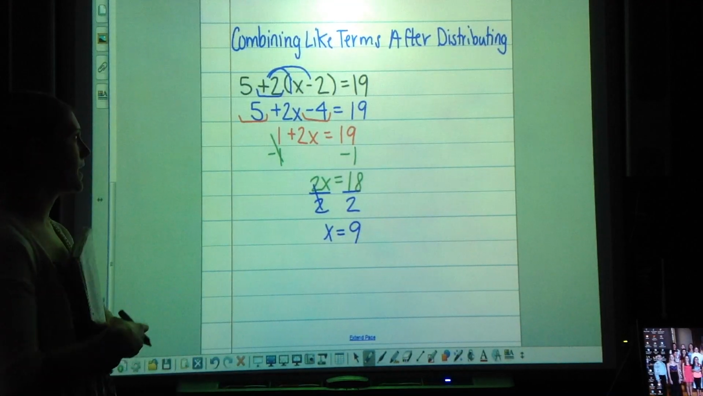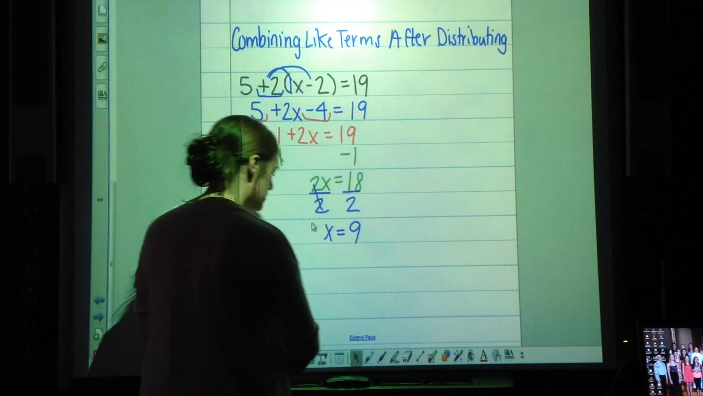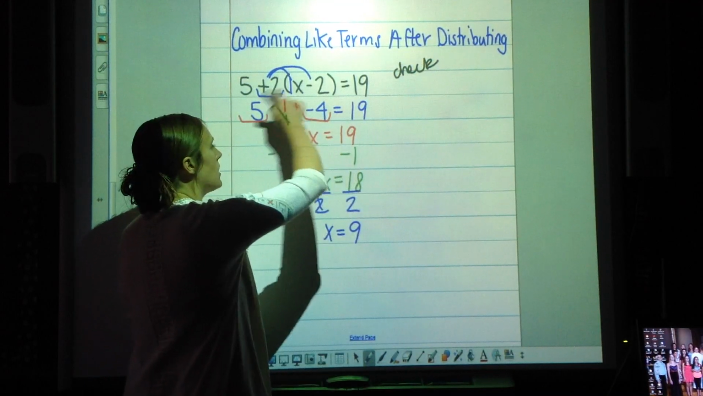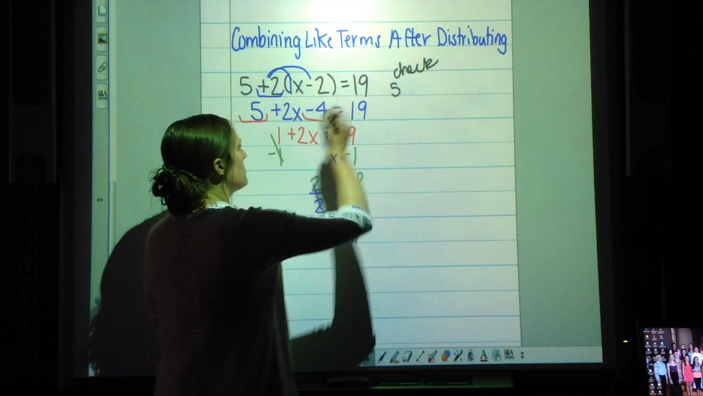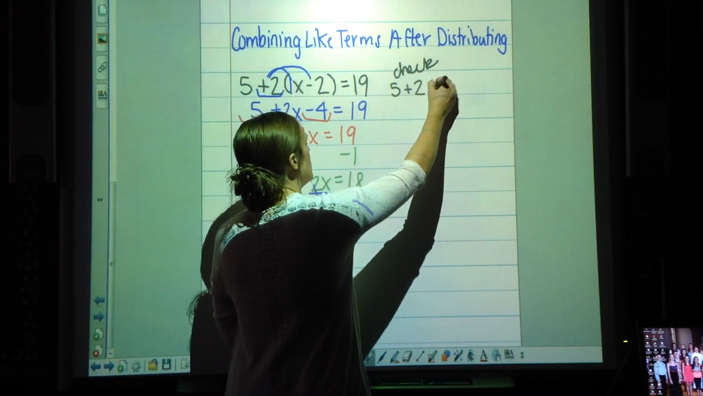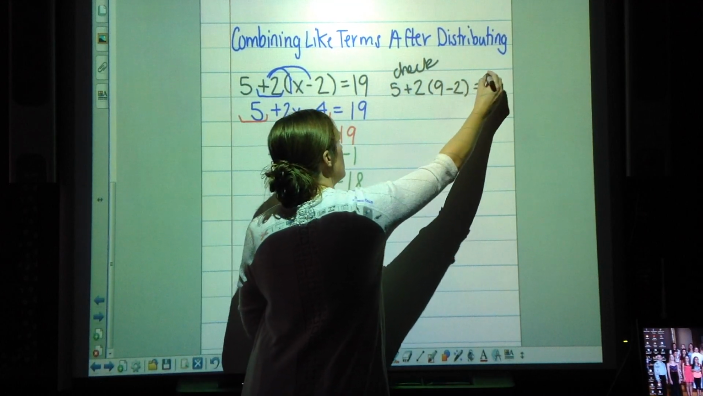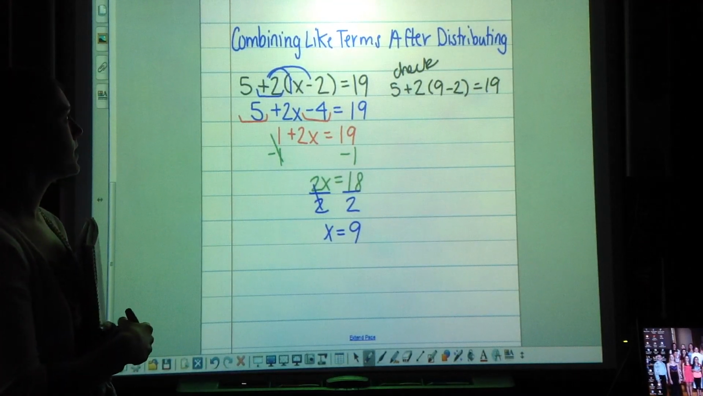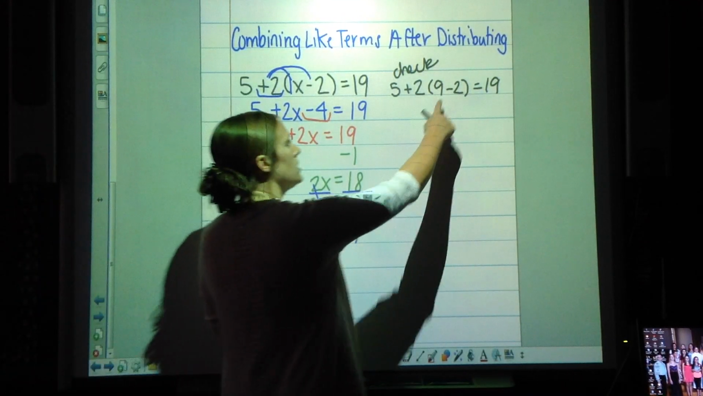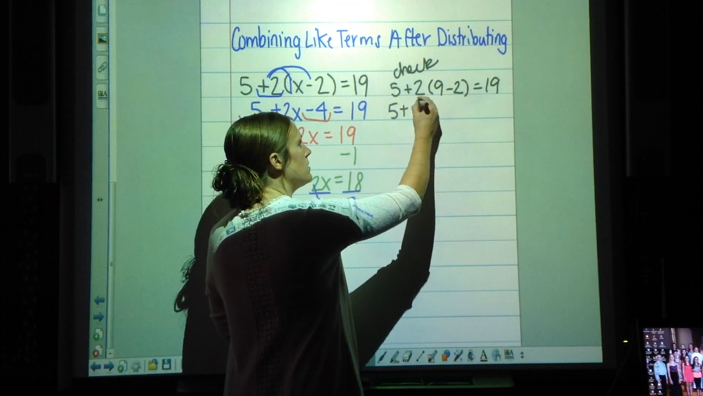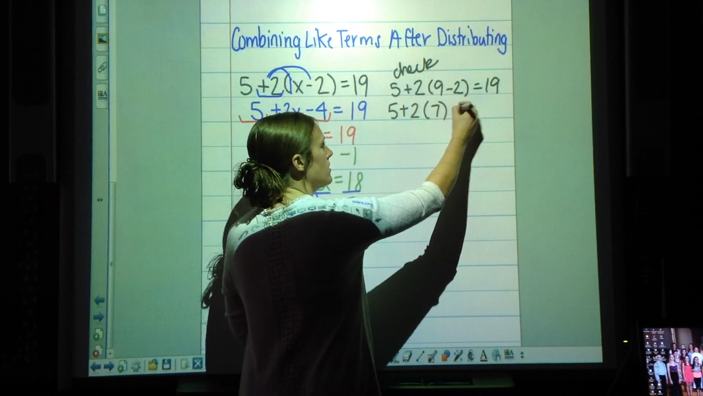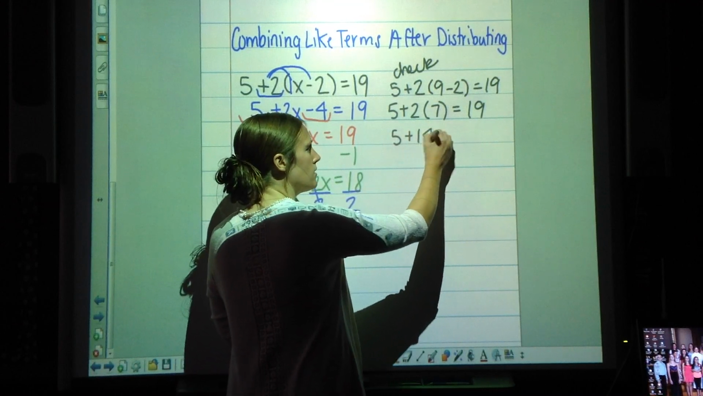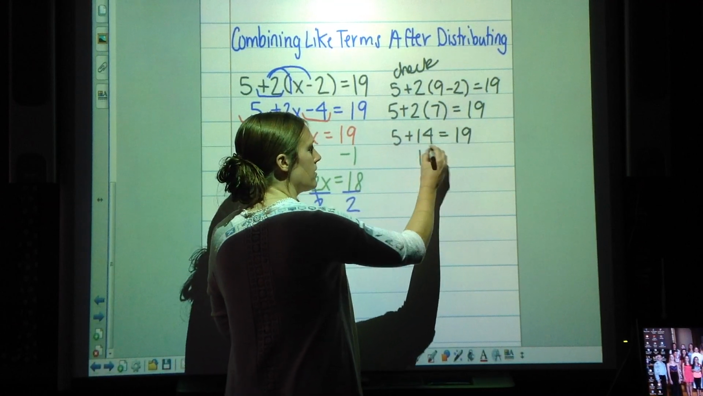x equals 9. We're going to check this, check to see if it's correct. So I'm going to plug in 9 anytime I see x. Make sure I did that right. 5 plus 2 times the quantity 9 minus 2 equals 19. Start inside the parentheses. 9 minus 2 is 7. Multiply. And then add together.